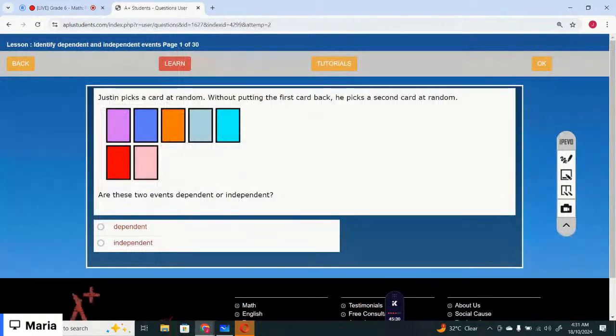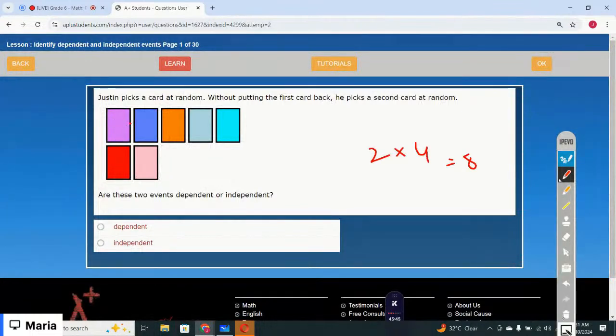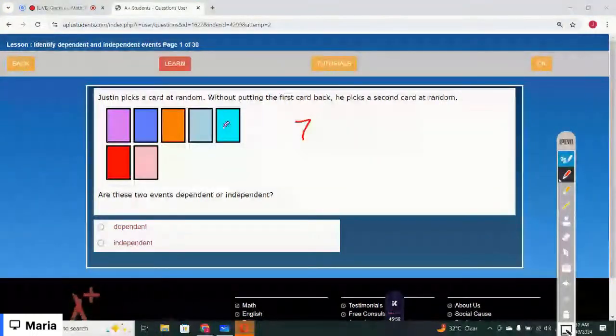Justin picks a card at random. Without putting the first card back, he picks a second card at random. Are these two events independent or dependent? For the first time, he has one, two, three, four, seven cards and didn't put the card back. Now for the second time, he has six cards. So you can see the outcomes of the second event are affected by the outcomes of the first event, that means they are dependent events.